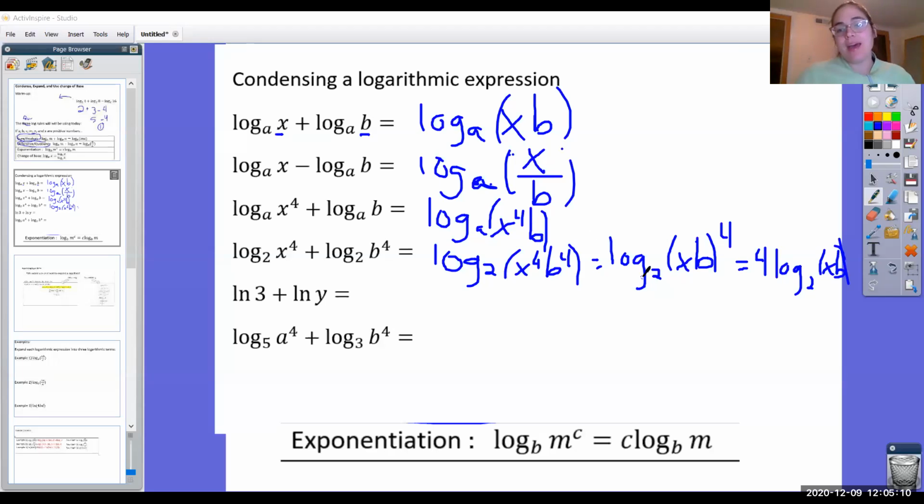Okay, it looks like my computer is cooperating with me again. So there we have it, 4 times log base 2 of xb. That would be an appropriate condensation of the whole expression, okay?